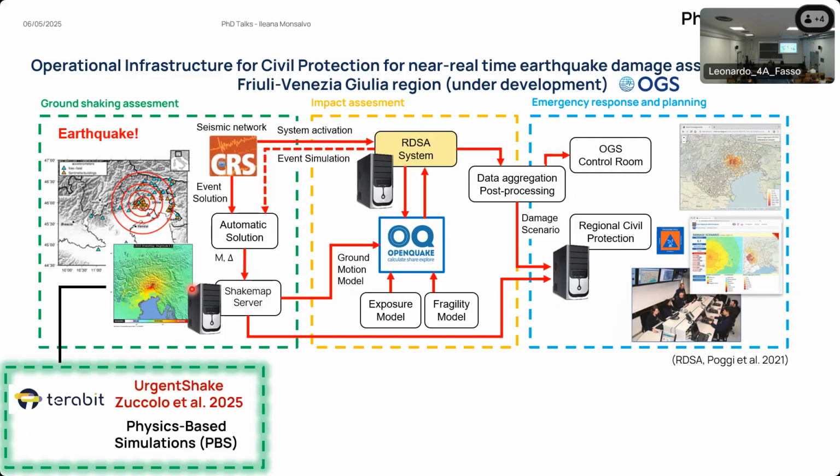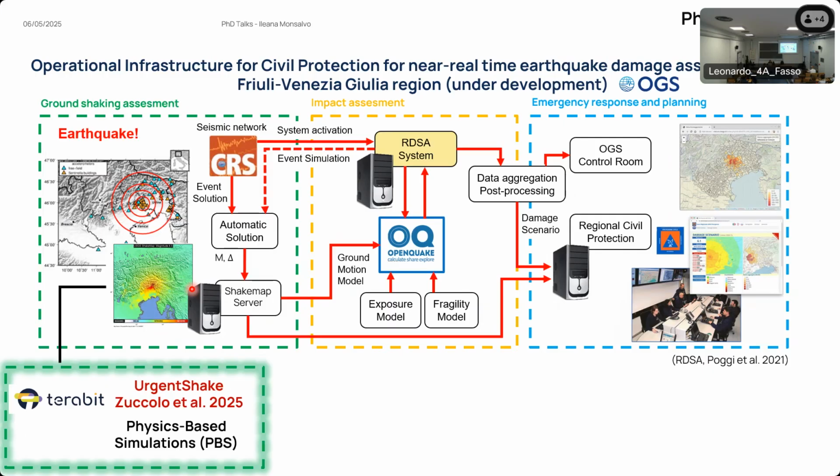The necessary HPC resources for implementing UrgentShake and the physics-based simulations within this workflow are provided by Terabit, which is a national project that aims to connect all the high-performance computing infrastructures in Italy, so that there is a strong network with which there is a possibility to carry out powerful and demanding tasks such as this one.